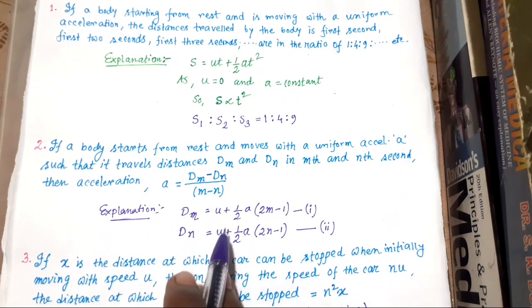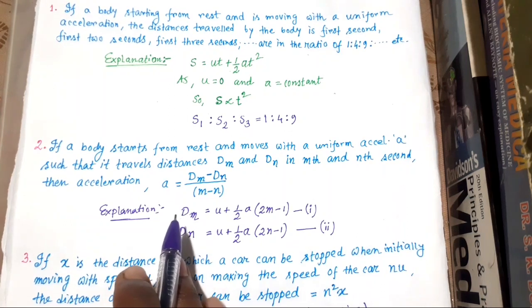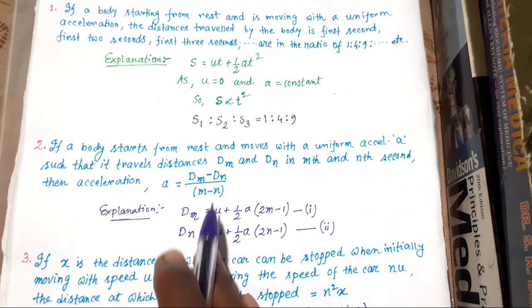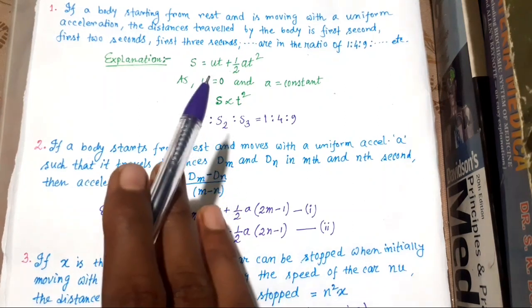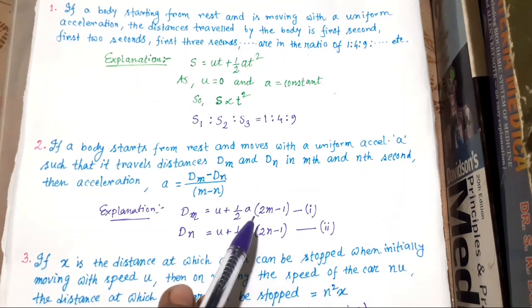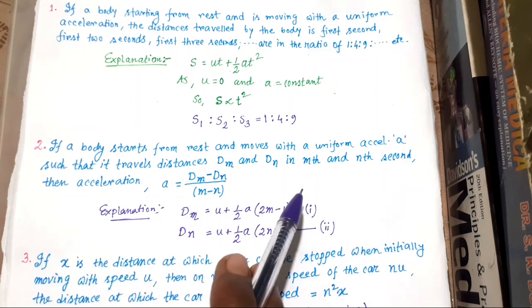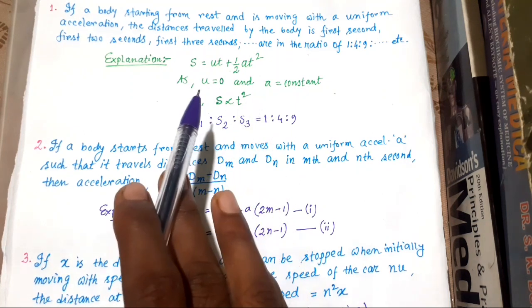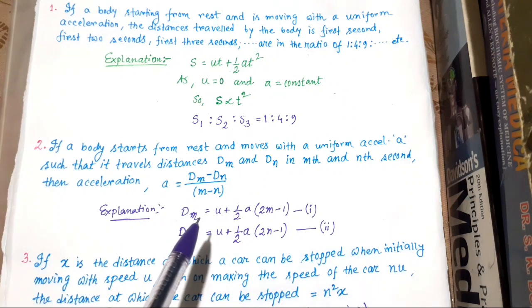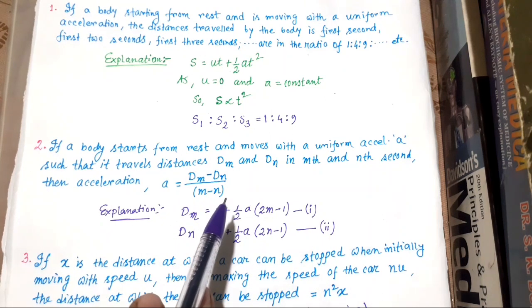So the explanation: we know the formula for the distance traveled in the mth second. This is not m seconds. This is the difference between these two formulas. This is the distance traveled in the mth second, and this is the distance traveled in the nth second, not in n seconds, not in m seconds. For m seconds we can apply the other formula, but here it is the mth second, so this formula will be applied, and from these two formulas we can calculate the acceleration.